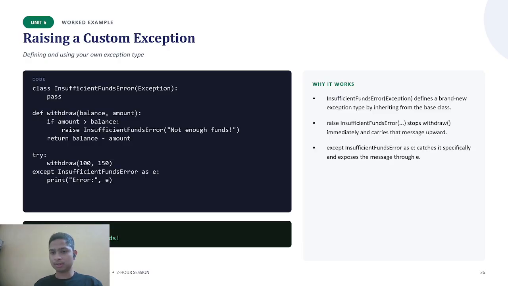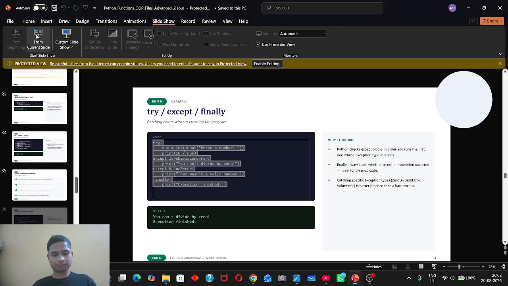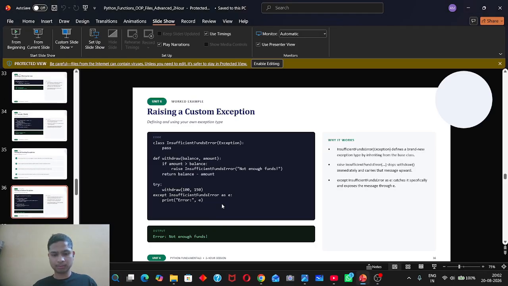So how does it work? InsufficientFundsError defines a brand new exception type inheriting from the base class, and then it will raise an InsufficientFundsError to stop the withdraw immediately and carries that message upward. And that will except InsufficientFundsError as e, that will catch it specifically and expose the message through e. So let's do this.